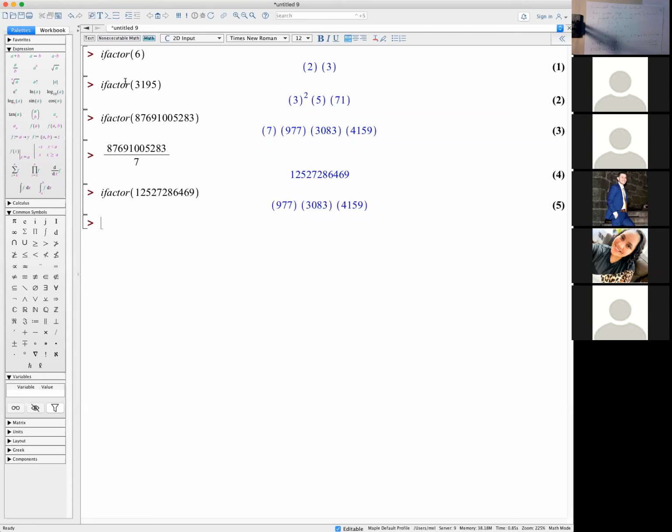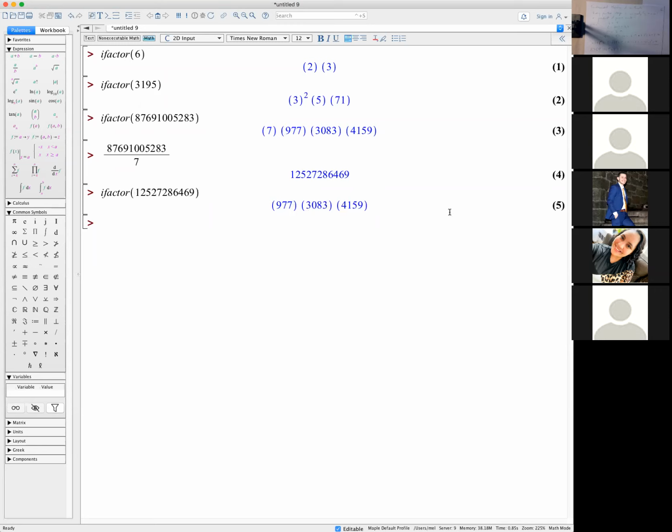If you happen to have Maple, you can do a lot of number theory. Now, Maple claims that this number is a product of these primes. And how do you know that 3083 is prime? If you wanted to check that by trial division, that would take a while.